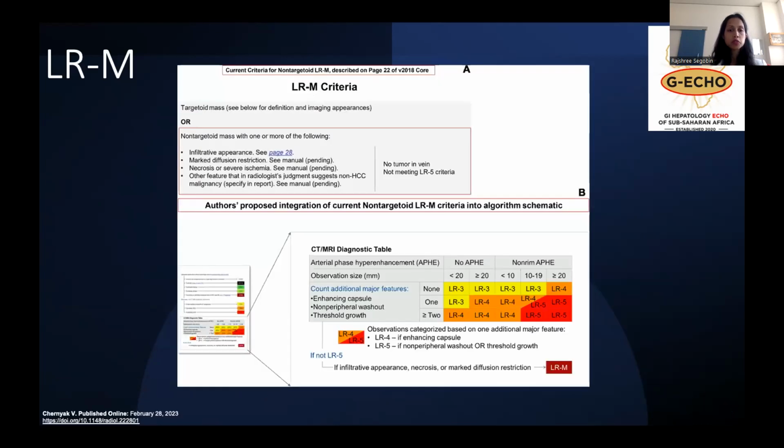So the proposed addition to the existing 2018 criteria would be, if the lesion is not classically in keeping with an LR5 lesion, then if there's any infiltrative appearance, necrosis, or marked diffusion restriction, you can go straight to classifying the lesion as LR-M.